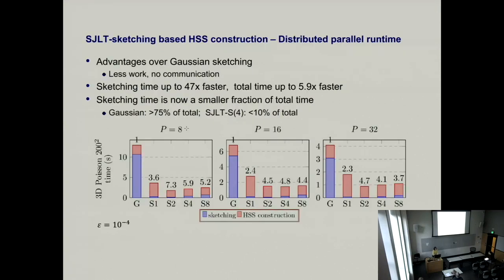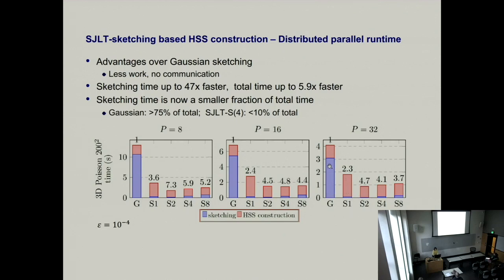47 times faster with different processes. I think up to 32 processes, so we have seen 47 times faster compared to Gaussian. And the total construction time is almost 6 times faster. You get the same kind of accuracy. And each individual picture here, p equals 32, is just to look at the sketching time, the blue one, versus the final construction time.